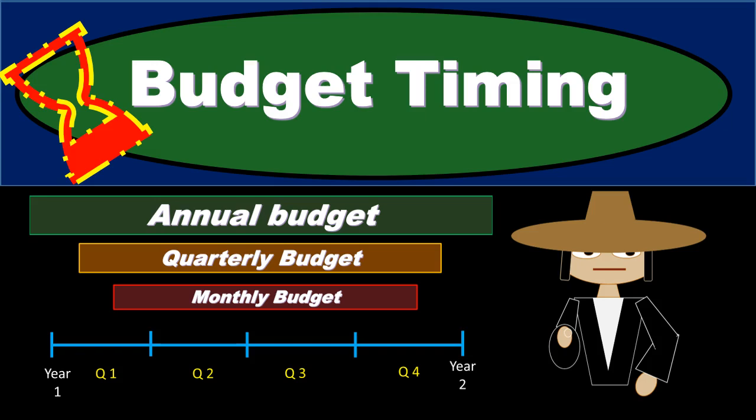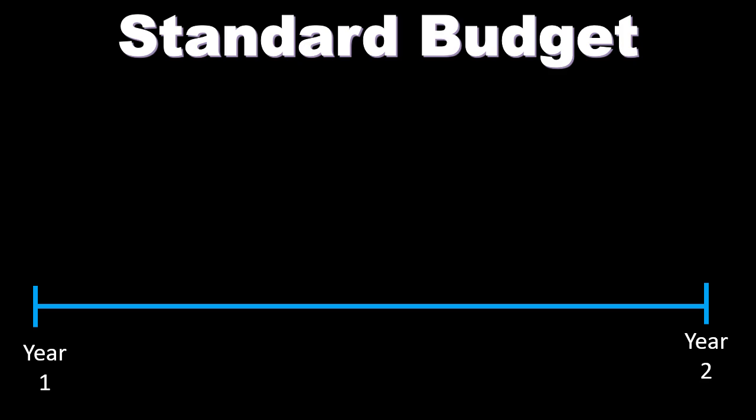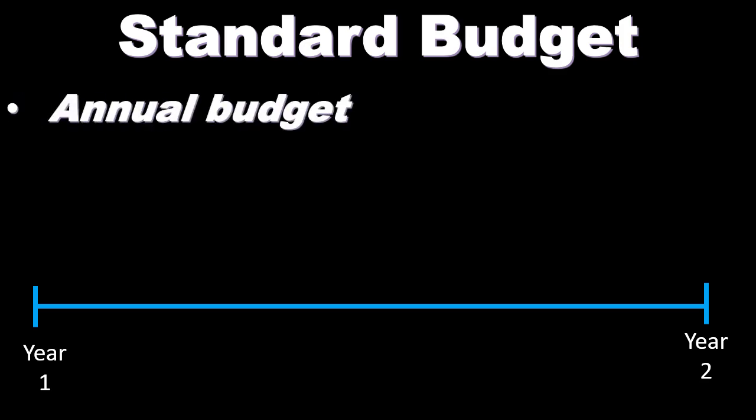In this presentation, we will discuss budget timing. Typically, the standard budget for most companies will cover a year. So we'll have the annual budget, which will cover the next year. We're looking into the future, of course. We're doing the budgeting process. We're looking for the future year.